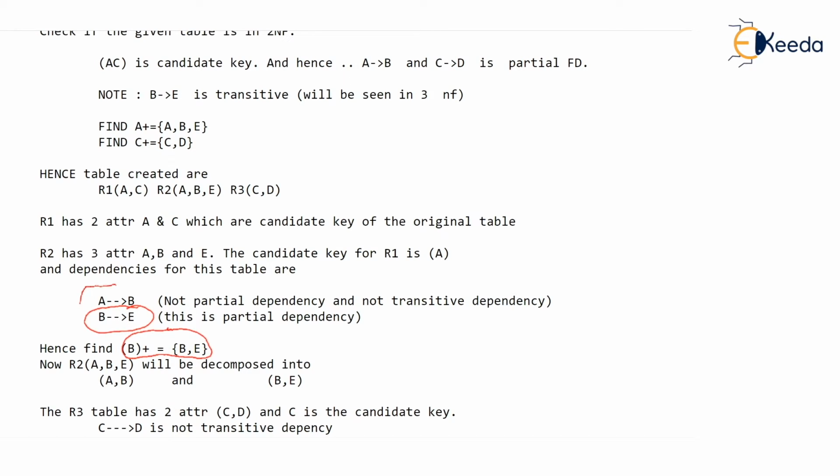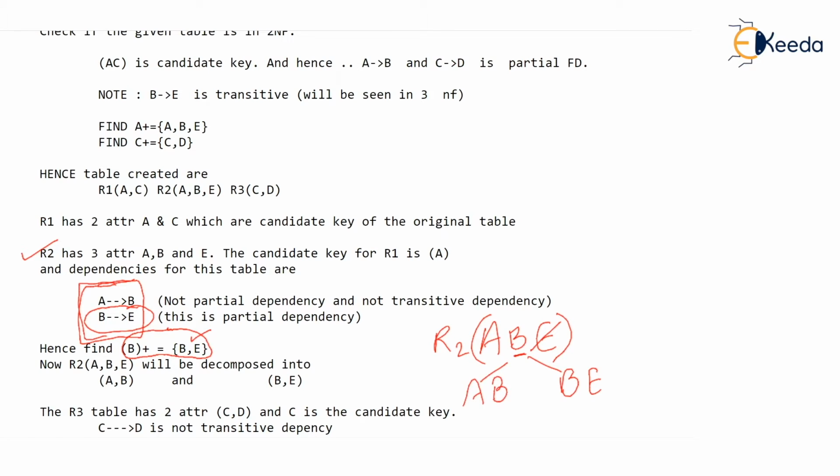Now we are talking about R2. Don't check the original dependency set. From this dependency set, B plus will bring in only BE. So we write all three attributes A, B, E. These were the attributes of our original table R2. And we say B will take away E with it. So there will be a table BE created and the other attributes AB will be in the other table.